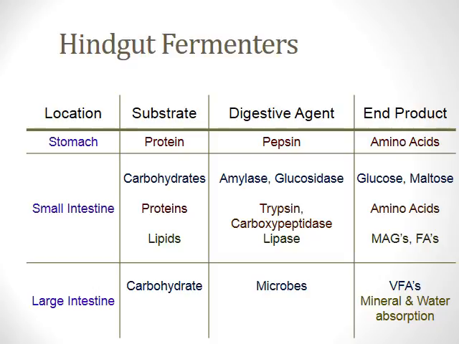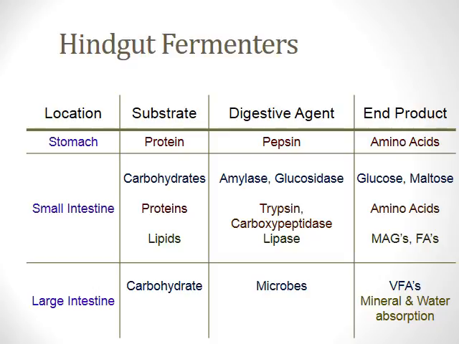So, in summary, for hindgut fermenters, the stomach is able to break down protein. Protein is the substrate. Now, it does that by producing the digestive agent, or the enzyme pepsin. And ultimately, what's produced are amino acids or peptides. So be sure to write in peptides right there as an end product.